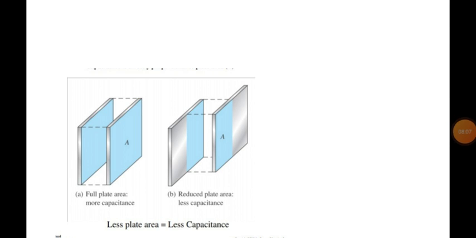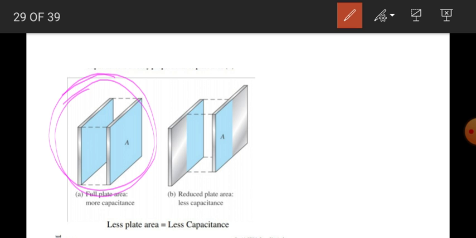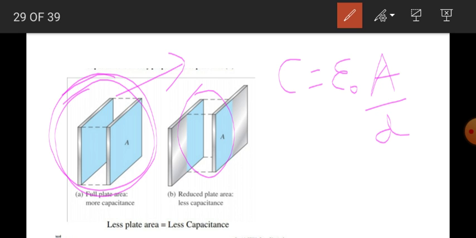Okay, check this one. There are two plates. If I want to make a capacitor using these two plates, as you can see here, the effective area between the plates is more. So in this case capacitance will be more, because according to the formula, this is our formula, right? So if the area is more, capacitance will be more. And as you can see here, the effective area between the plates is less, so capacitance will be less. So this is one of the factors, area of the plate. Less plate area, less capacitance.